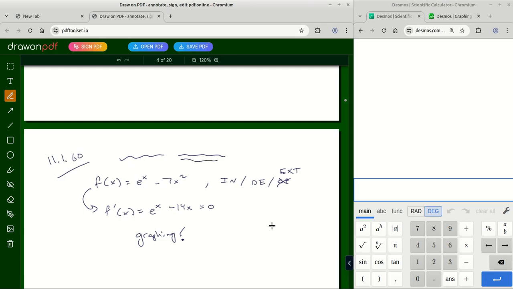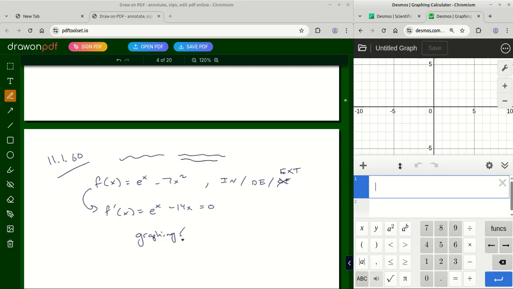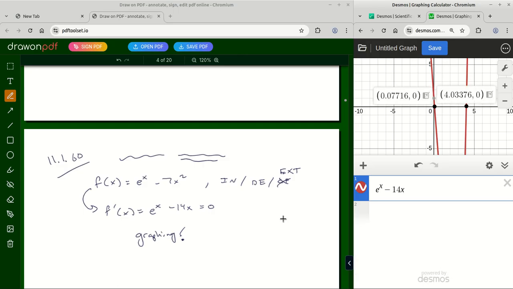So yeah, we're going to use Desmos, and that's why I have it up here. So e to the x minus 14x, and we're looking for when it's equal to 0, and boom, we're done. So those are my answers, 0.08 and then 4.03. Depends on what you're rounding to, of course, but ta-da! That was it!